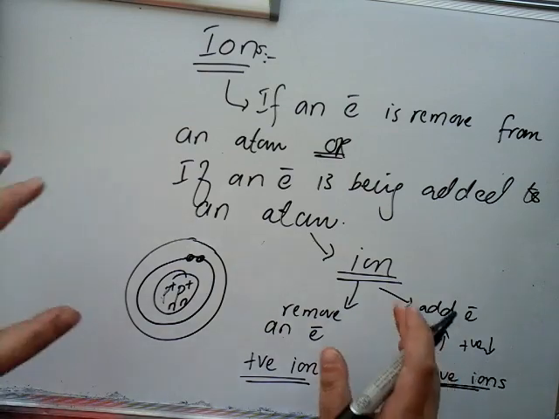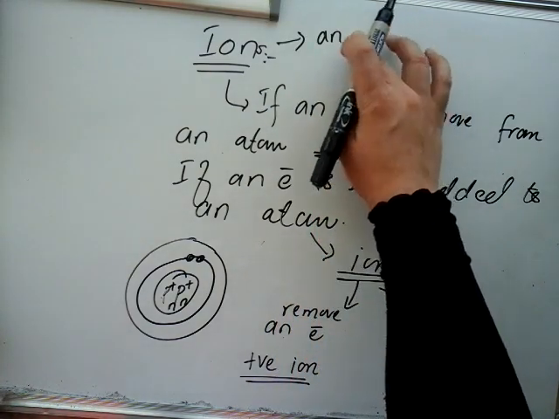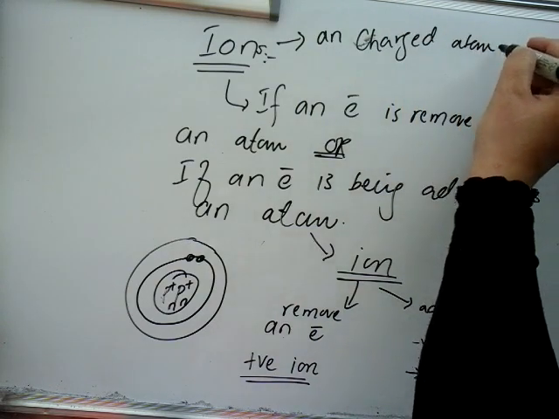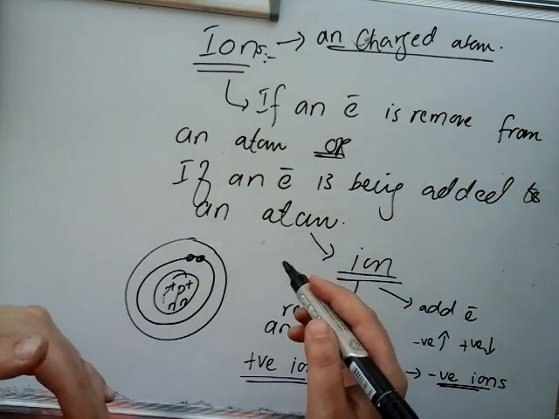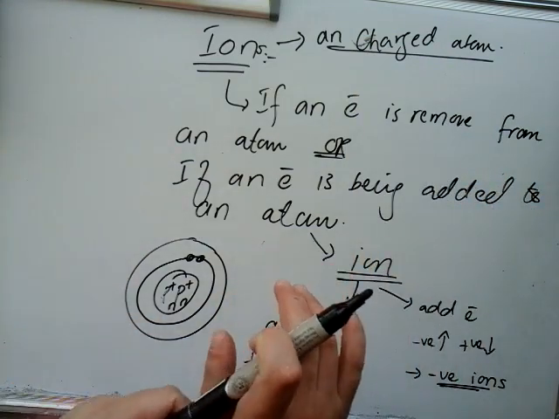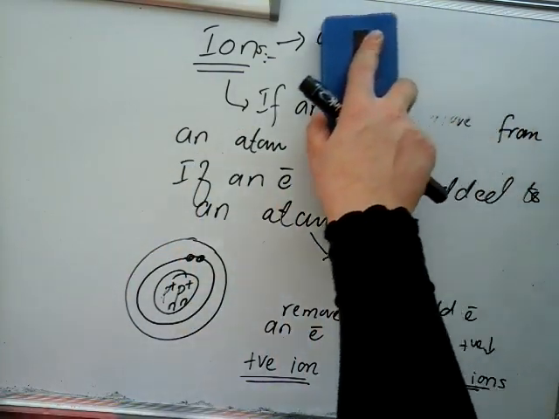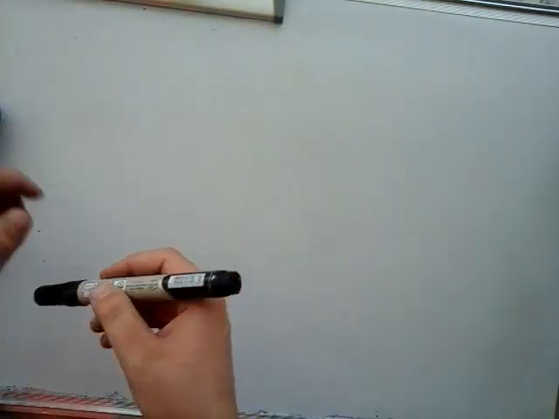So the definition of ions is any charged atom. How is an atom charged? If we add an electron or if we remove an electron. This is the basic difference between atoms and ions.